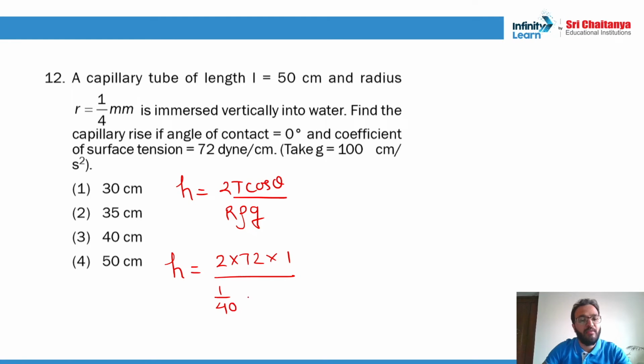We need to convert it into centimeter: 1 by 40 centimeter, into density, which is given. Water density is 1 gram per centimeter cube. What is g? 100 centimeter per second square. You put every value, it will be 57.5 something centimeter. Now this height h is coming greater than the length of the capillary tube.